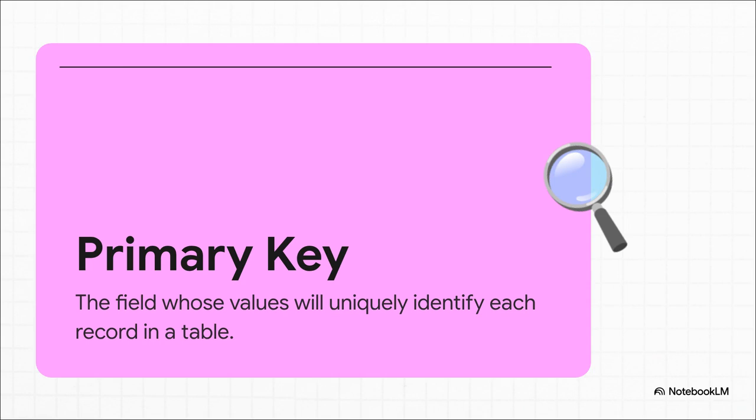Now, to make this whole structure totally foolproof, every single table needs one critical thing: a primary key. This is just a field that has a unique identifier for every record. Think of it like a social security number or a student ID. It's a guarantee that no two records can ever be confused for each other. It completely solves that duplicate data problem we saw in that first messy list.